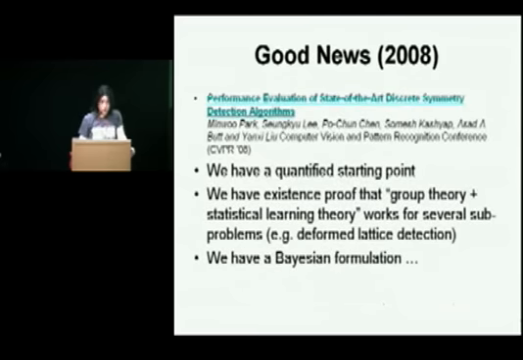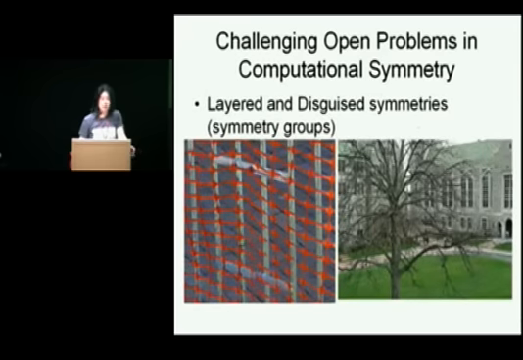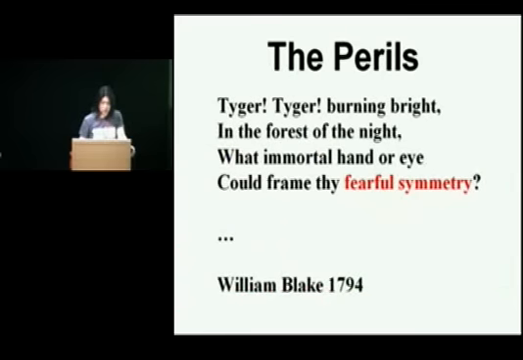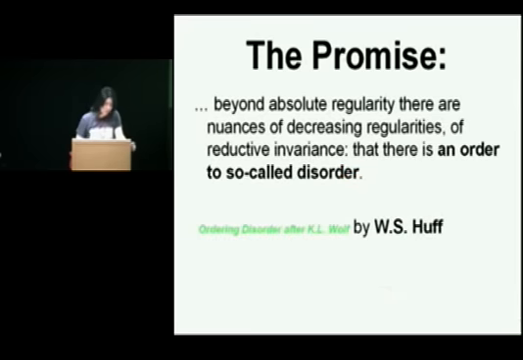So basically, the good news is we're on a very solid footing. At least we have a good idea of what's available and what its capabilities are with real patterns, and we have existing proof that group theory plus statistical learning theory, which I have no time to detail right now, works; we have results to show it. And of course, we are still challenged by all kinds of disguised and layered symmetries. I would just end here. There is some promise. Thank you.